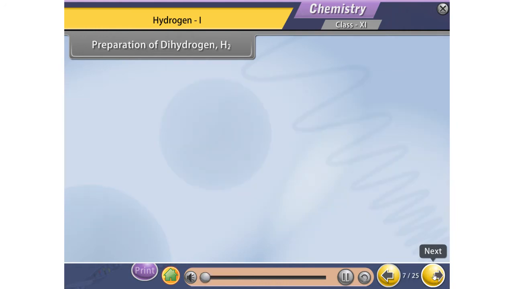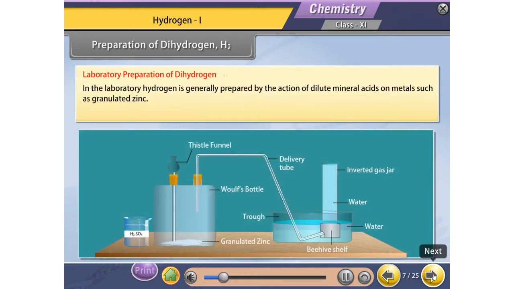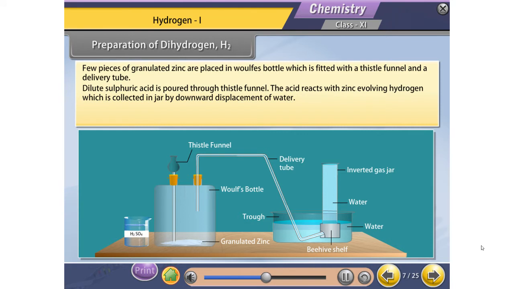Assessment. Preparation of dihydrogen, H2. Laboratory preparation of dihydrogen. In the laboratory, hydrogen is generally prepared by the action of dilute mineral acids on metals such as granulated zinc. A few pieces of granulated zinc are placed in Woulfe's bottle, which is fitted with a thistle funnel and a delivery tube. Dilute sulfuric acid is poured through the thistle funnel. The acid reacts with zinc, evolving hydrogen, which is collected in a jar by downward displacement of water.